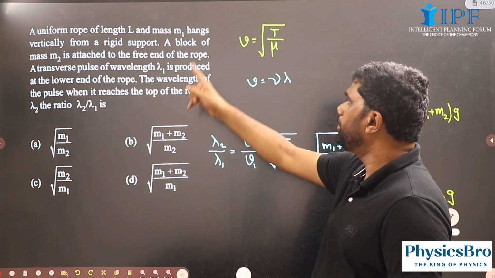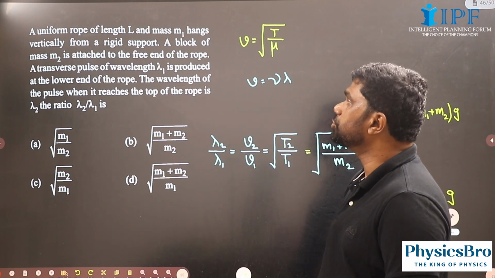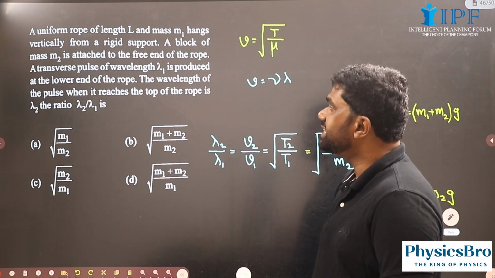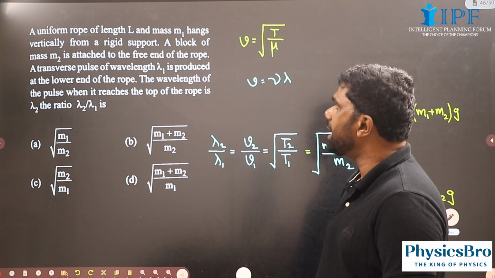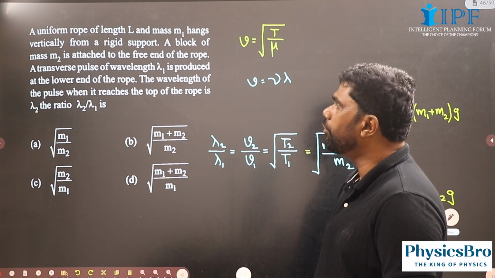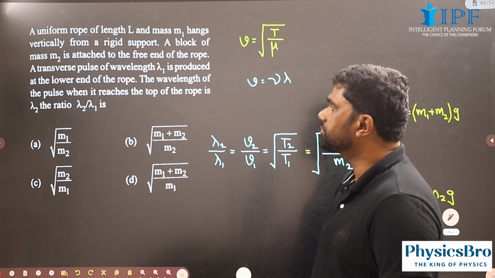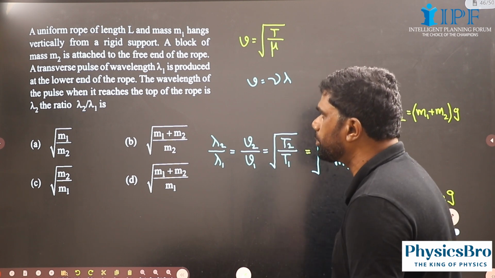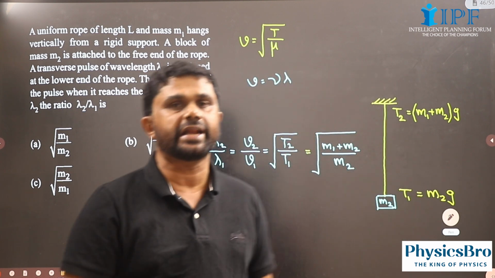A block of mass capital M is attached to the free end of the rope. A transverse pulse of wavelength lambda 1 is produced at the lower end of the rope. The wavelength of the pulse when it reaches the top of the rope is lambda 2. Find the ratio lambda 2 by lambda 1.